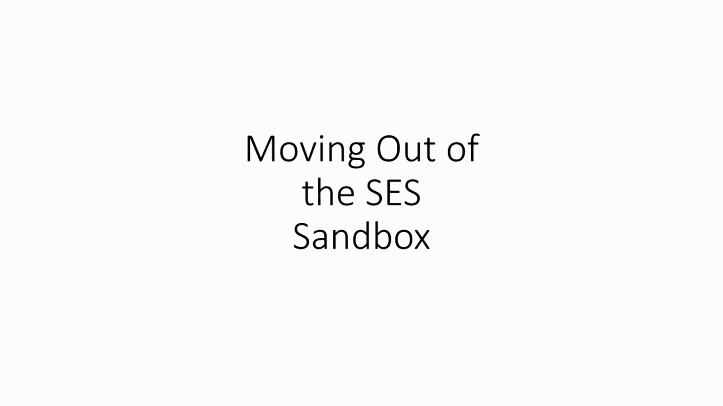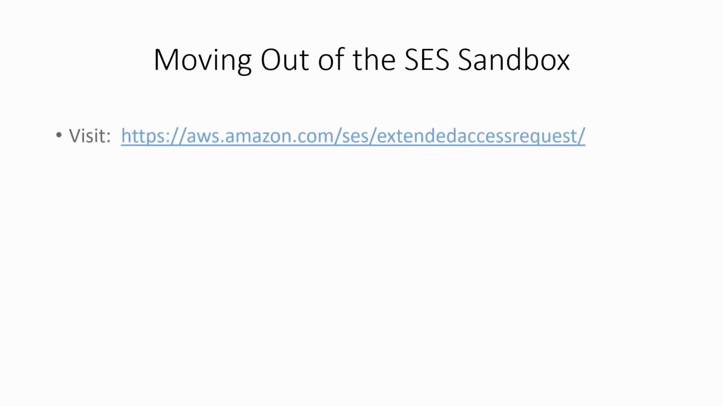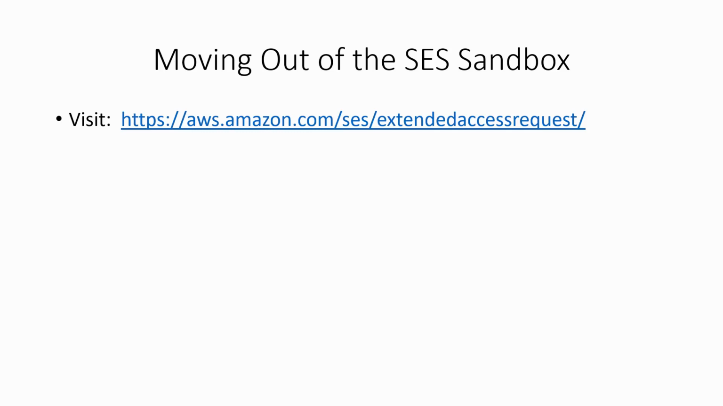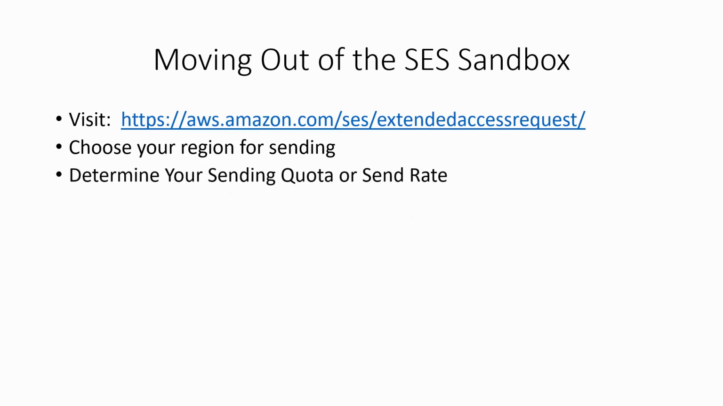In order to begin using Amazon SES, you are going to need to move out of the sandbox mode. If you are still in it, you are going to need to go through a few steps. First, you're going to need to visit this particular link. This is where you're going to open up a request to move out of the SES sandbox. You're going to choose your region for sending, and then you're going to determine your sending quota or your send rate. You can actually request to be out of the sandbox and request a sending increase at the same time. So you can do that right here.